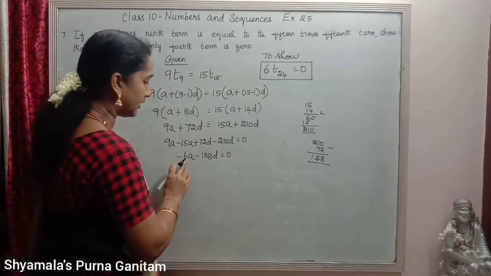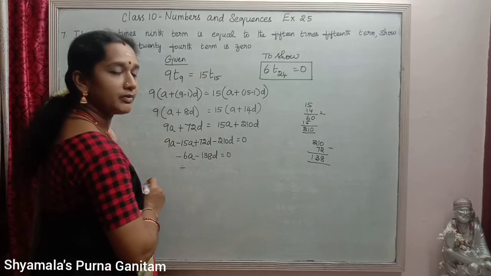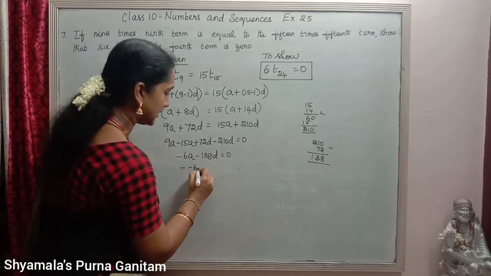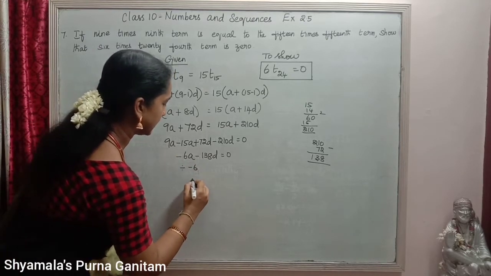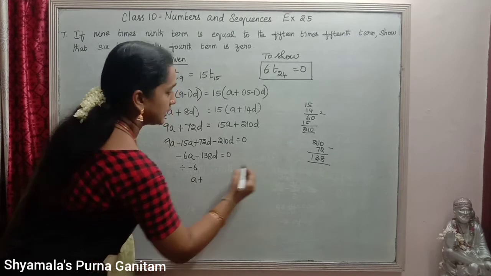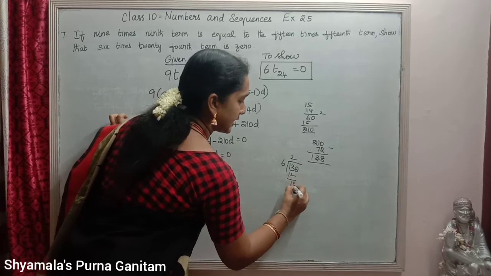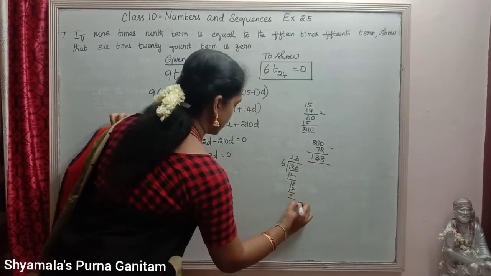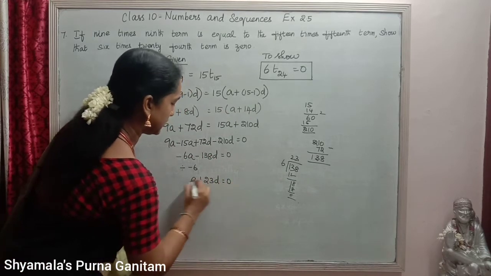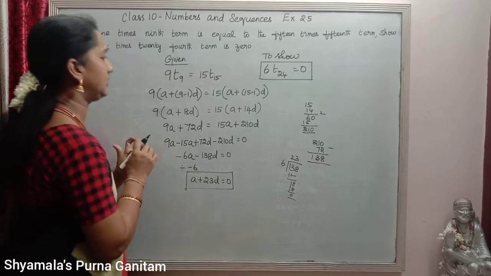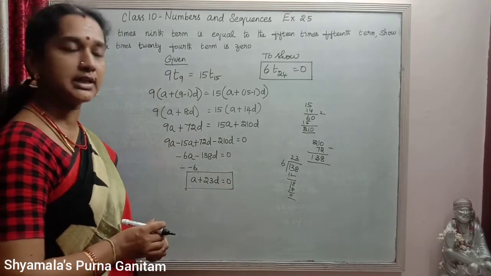Both the terms have minus 6 as the common divisor, so we will divide the whole equation by minus 6. If we divide by minus 6, we get A plus 138 divided by 6, 6 2s are 12, 6 3s are 18, so 23D is equal to 0. So after simplifying the given information, we get A plus 23D is equal to 0.